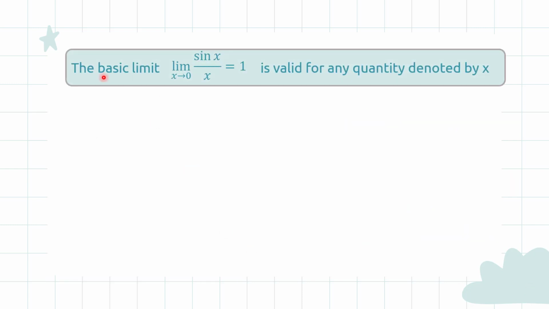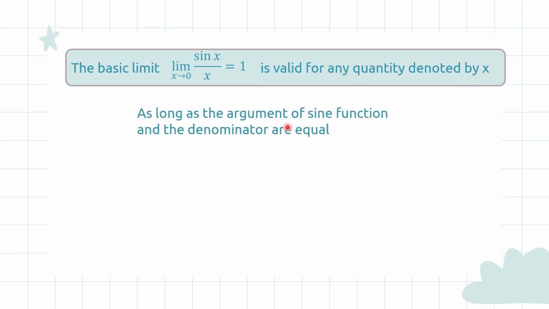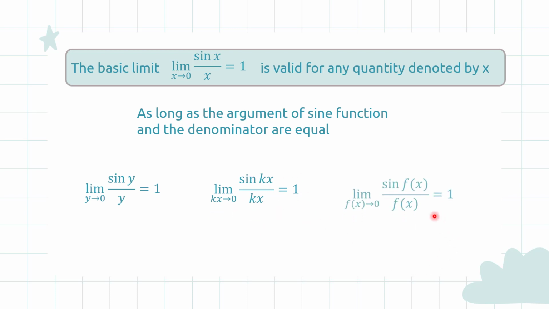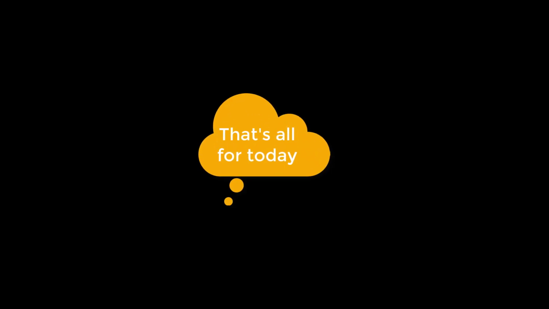Since we have the basic result that sine x over x, when x approaches 0, is 1, you can later use it for any quantity denoted by x. As long as the argument of the sine function and the denominator are equal, for example, sine y over y is also 1, sine kx over kx is also 1, and sine fx over fx is 1 as well.